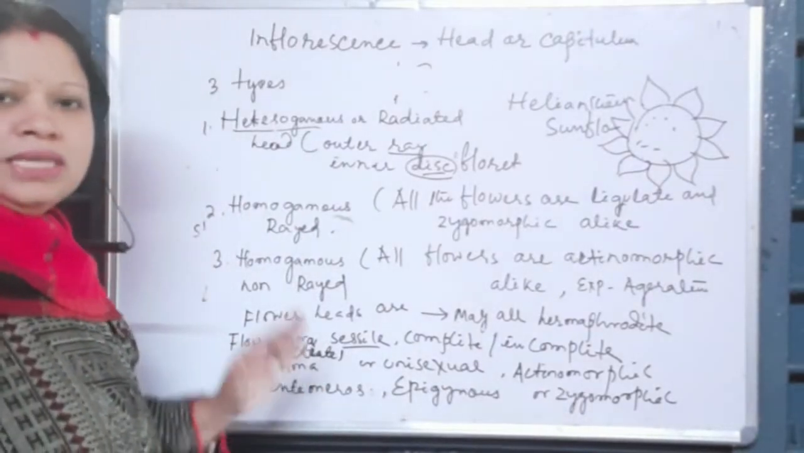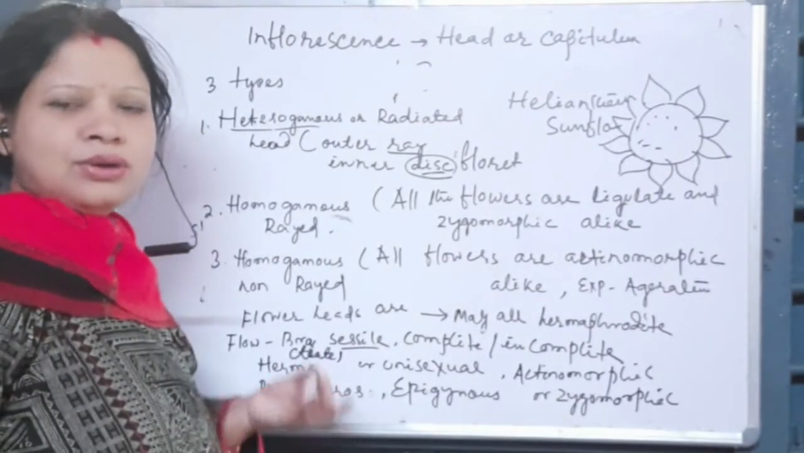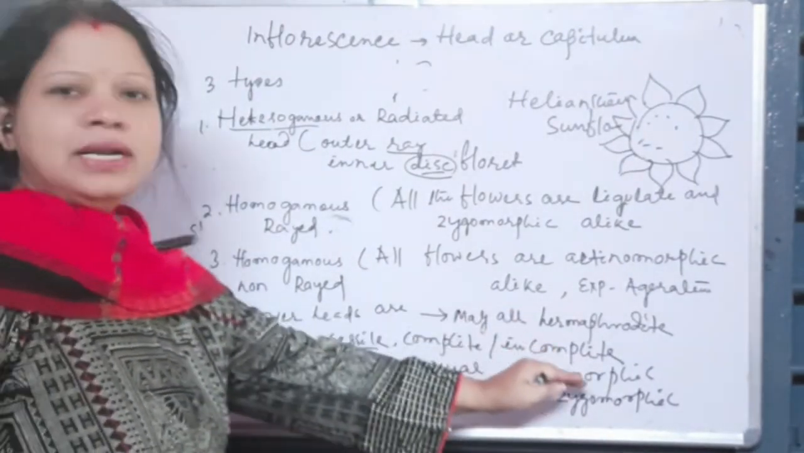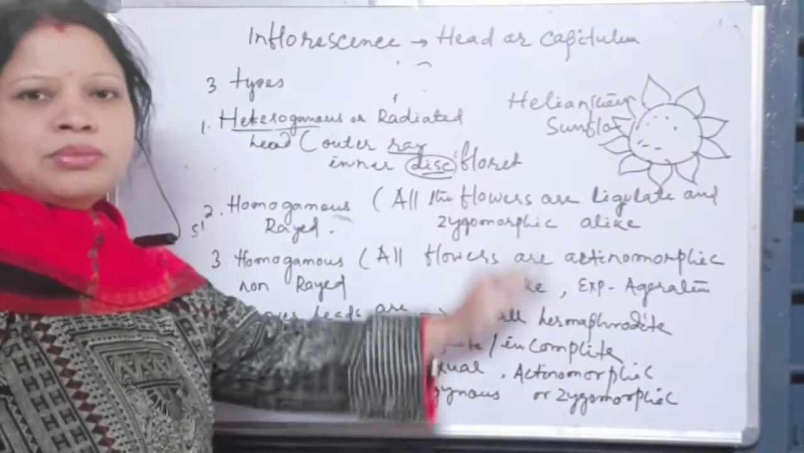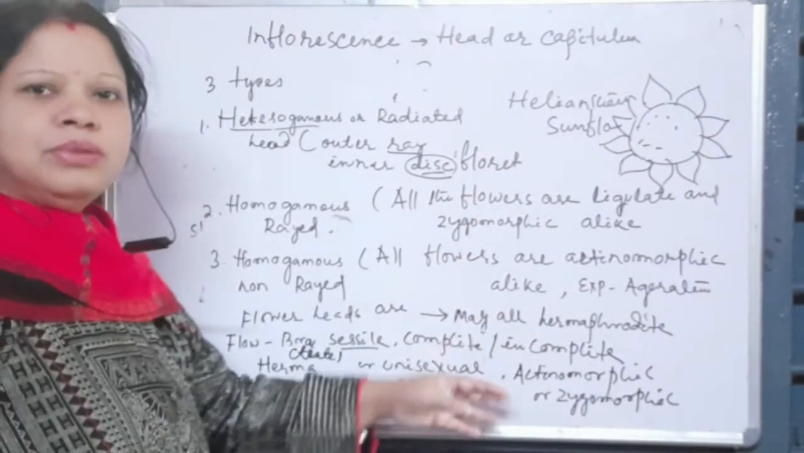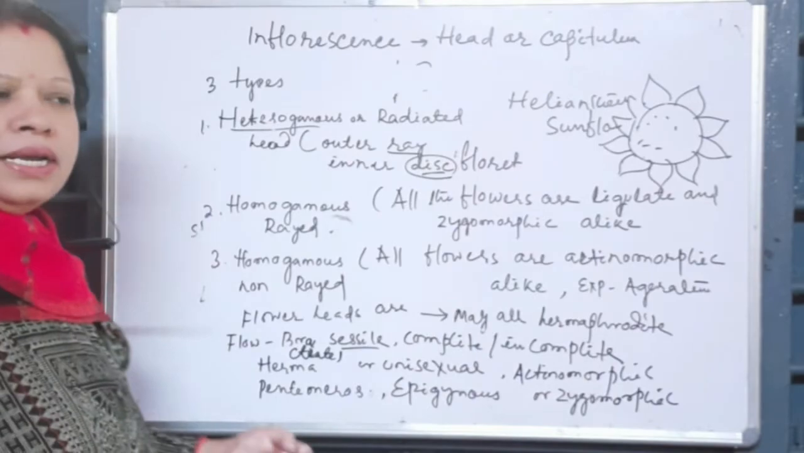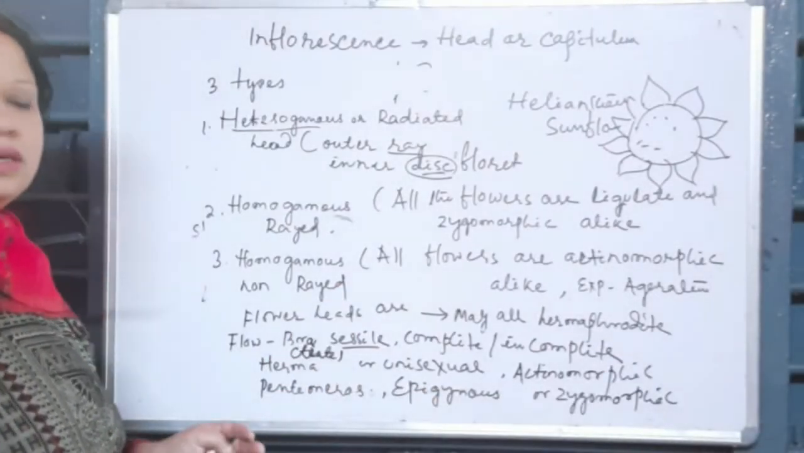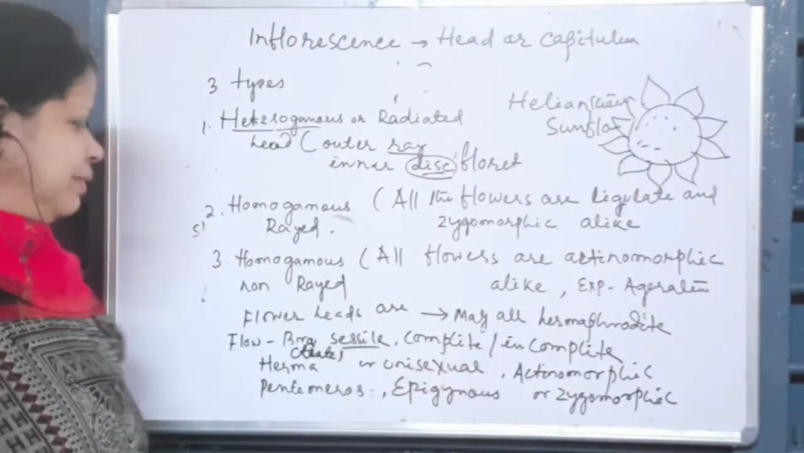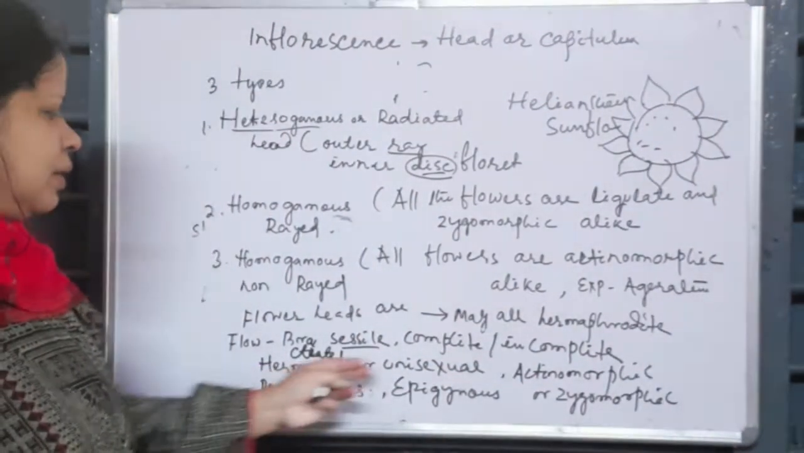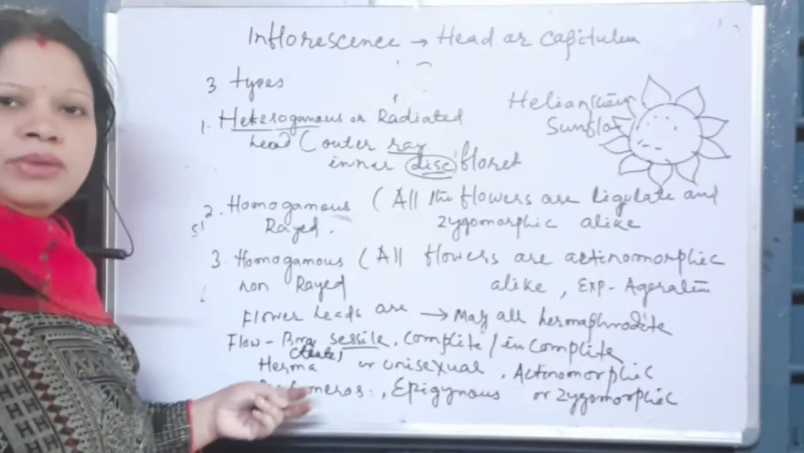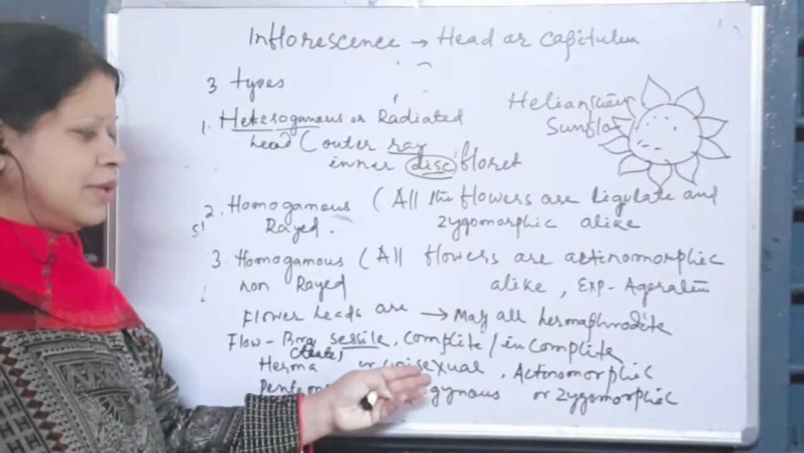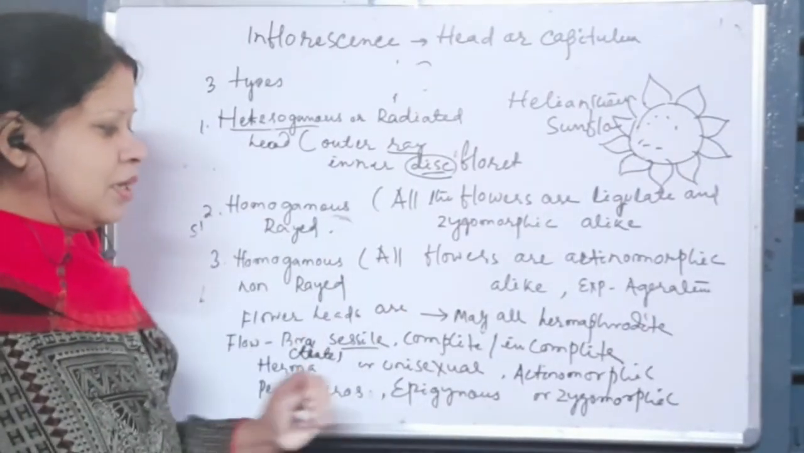Complete means presence of four whorls: calyx, corolla, androecium, gynoecium. Then it is a complete flower. And some are incomplete flowers, meaning some are male flowers and some are pistillate flowers or female flowers. In that case, in male flowers, the gynoecium is absent. So these are incomplete flowers. Hermaphrodite or unisexual. Hermaphrodite means bisexual flowers are present, or unisexual flowers are also present in this family.